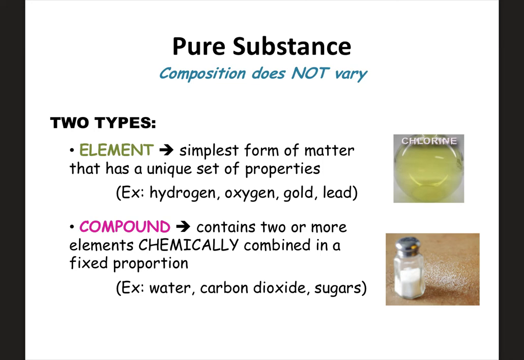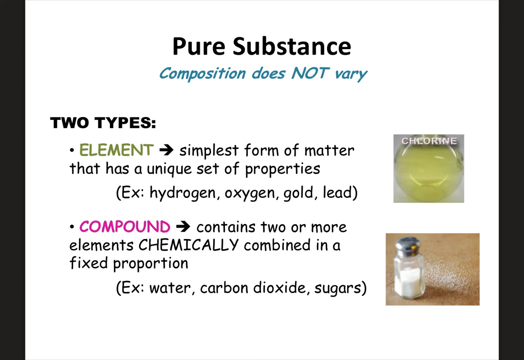A pure substance has a composition that does not vary. So a mixture cannot be a pure substance because when a mixture is formed, you could add a little bit of this, a little bit of that. Every time it could be completely different. So mixtures are not pure substances. Pure substances have a composition that does not vary. All right. Elements and compounds are pure substances because their composition does not vary.